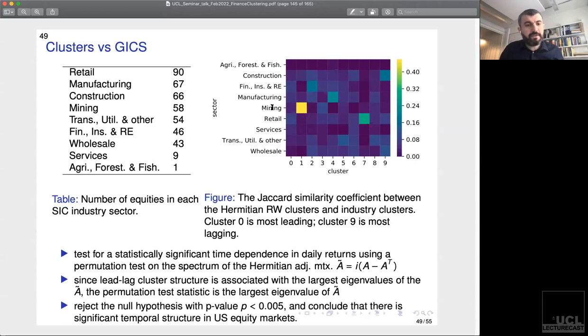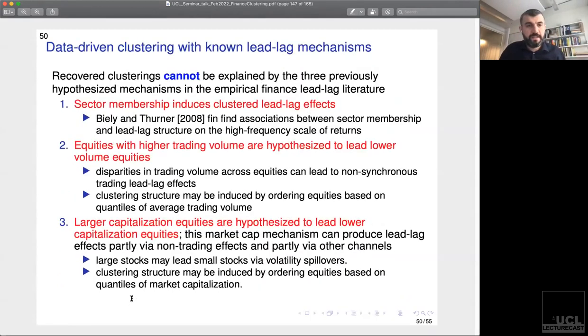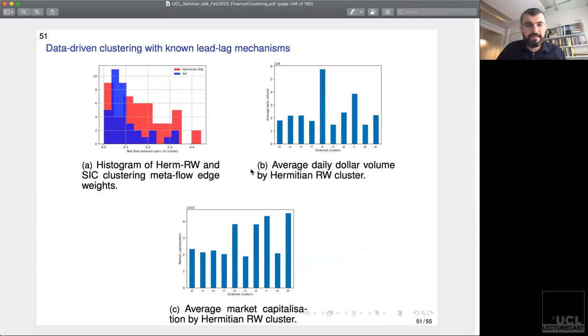And we also did some statistical significance testing, where the test statistic was the largest eigenvalue of the adjacency matrix. And then we also do row and column permutations for the matrices to destroy the structure. And we're still able to say that the eigenvalue we observed from the real data is much, much larger than the eigenvalues we would observe if the data was scrambled and random. And we also observed that these lead-lag relationships are not explained by higher trading volume, because in some literature, people hypothesize that higher trading volume equities lead lower volume equities, and the same for larger cap leading the lower cap ones. So that's not necessarily the case.